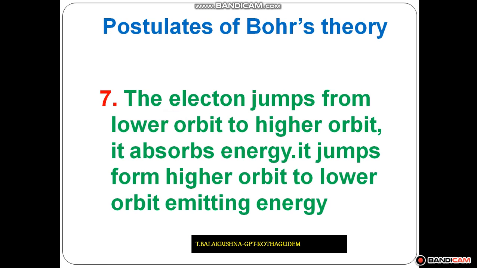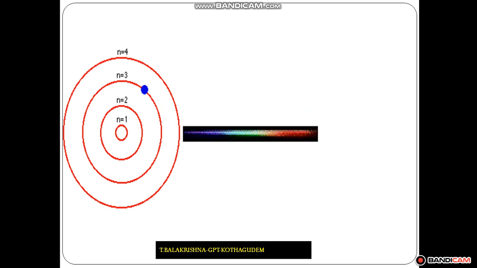Next one, when electrons jump from a lower orbit to a higher orbit, they absorb energy. If they jump from a higher orbit to a lower orbit, they emit energy. That energy is called radiation energy. The higher energy orbit has high energy, and the low energy orbit has low energy. So if the electron jumps from higher to lower, it emits energy. If it jumps from lower to higher, it absorbs energy. In the diagram, the electron jumps from the fourth orbit to the second orbit. It loses some amount of energy because before that it was in a high energy orbit. If it enters a low energy orbit, it releases some amount of energy. That energy difference is called radiation energy.